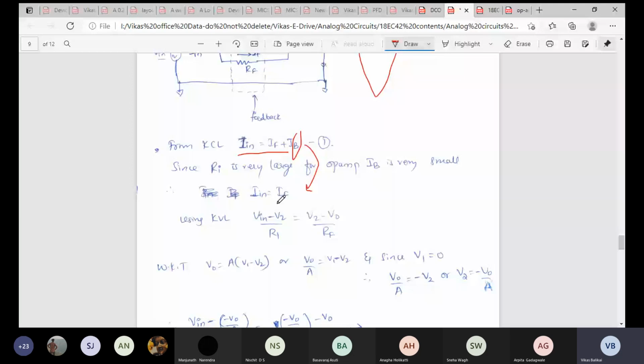Now, since I have two currents which are equated, let us try to express both the currents in terms of voltages. Here I'll be using Kirchhoff's voltage law.